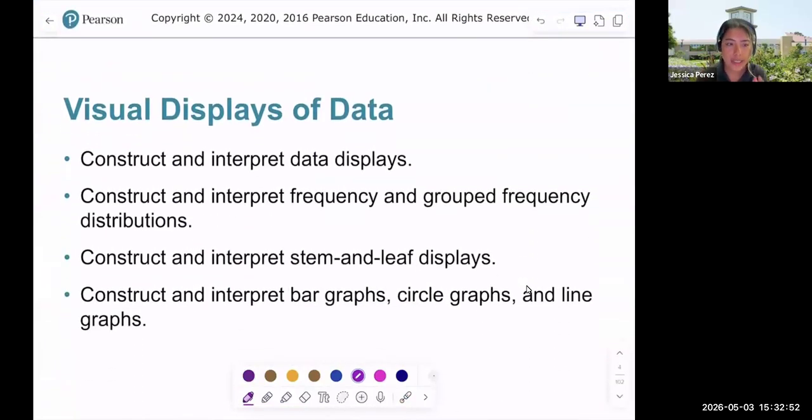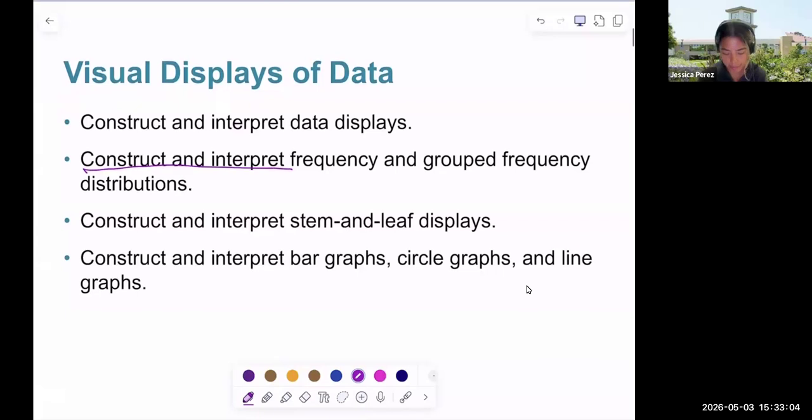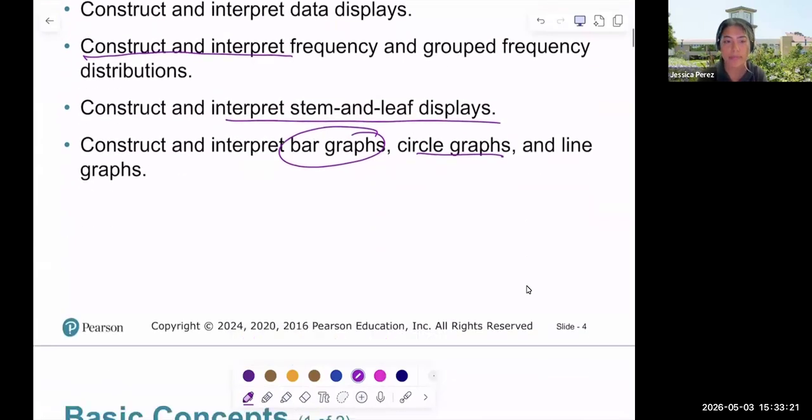What we're going to be doing in this section is constructing and interpreting data displays. We're going to construct and interpret frequency and grouped frequency distributions. We're going to talk about stem and leaf displays, and then we're going to look at bar graphs, circle graphs, and line graphs. So many times in statistics, we display data in different types of graphs and displays. So we need to understand how to display them and how to construct them.